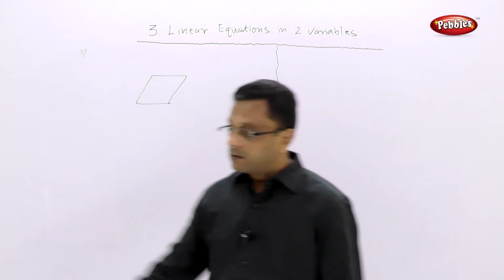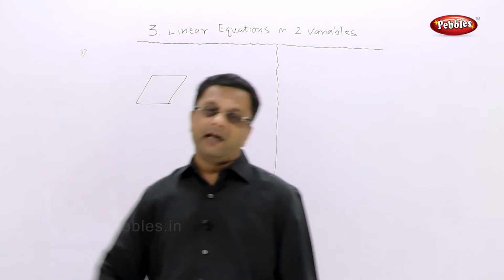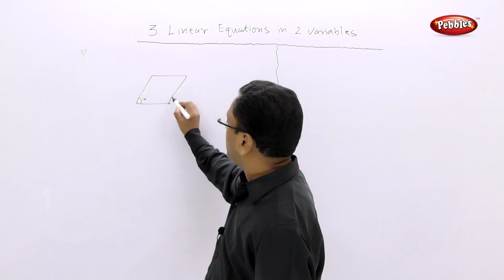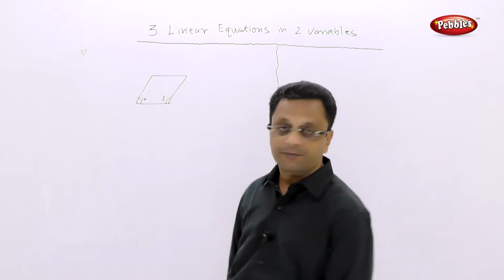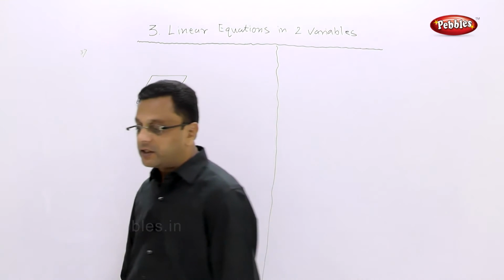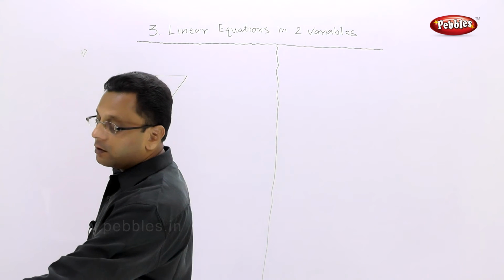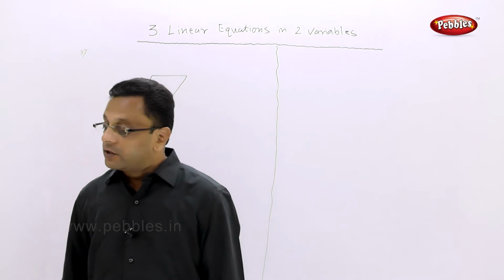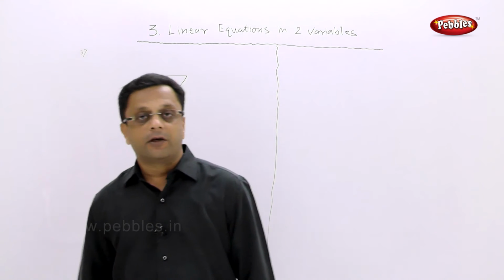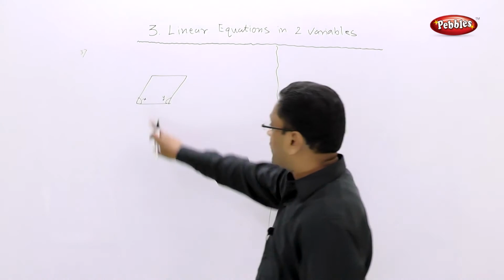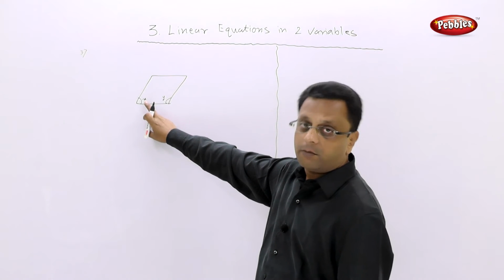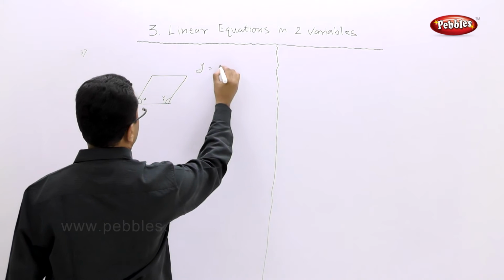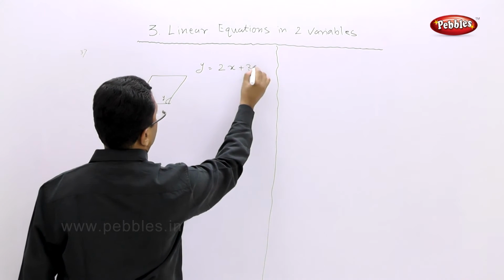Now they say that an obtuse angle and acute angle. So first we will say that this is x and this is y. Now they say that the obtuse angle of a rhombus, means this angle, is greater than twice the acute angle by 30. So the first equation we get is y is equal to 2x plus 30.